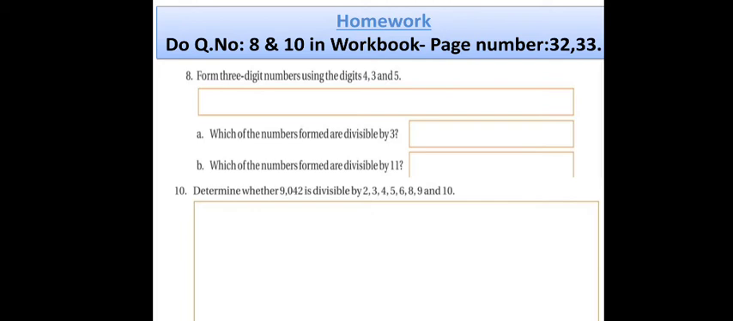Next, 10th question. Determine whether 9042 is divisible by 2, 3, 4, 5, 6, 8, 9 and 10. So you have to find out whether 9042 is divisible by these numbers. Use the divisibility rules and find out the answer and write whether this number is divisible for 2, 3 and so on to 10.